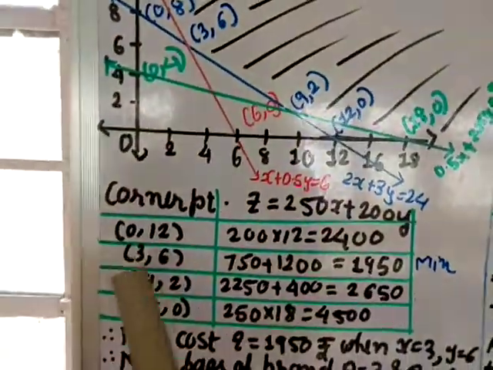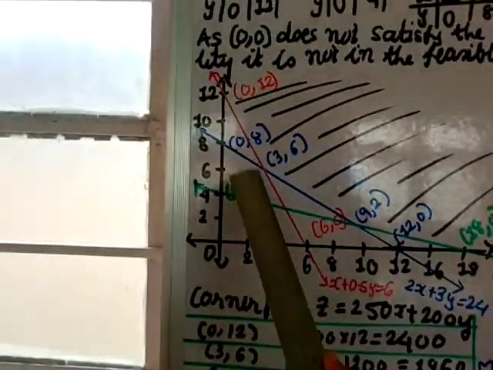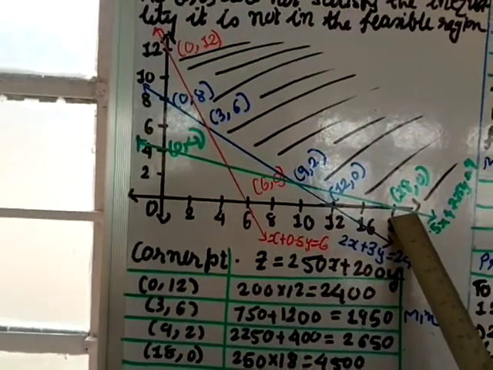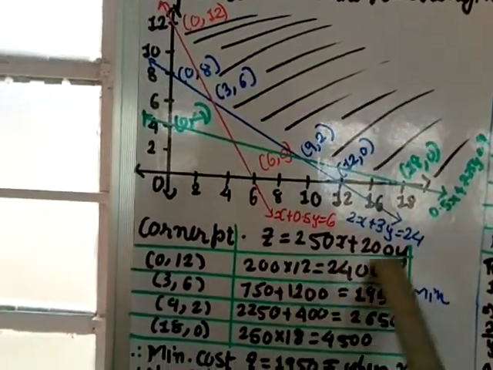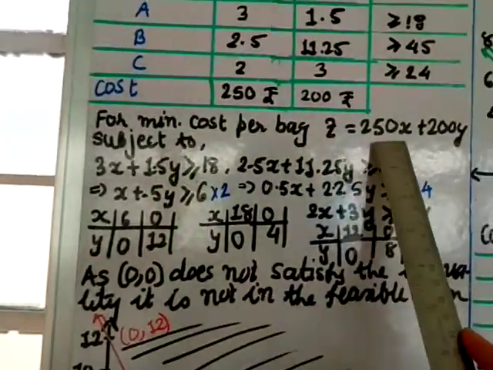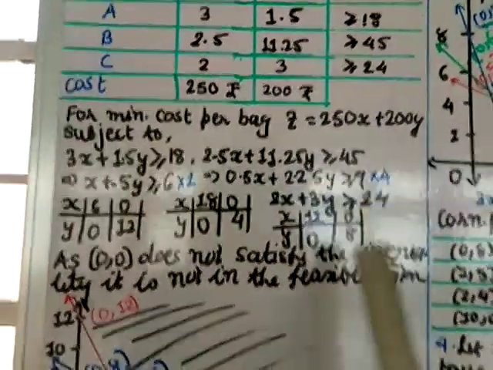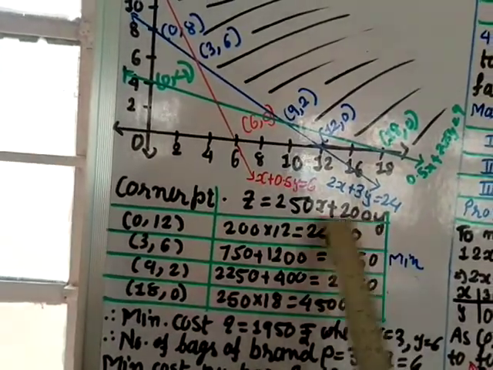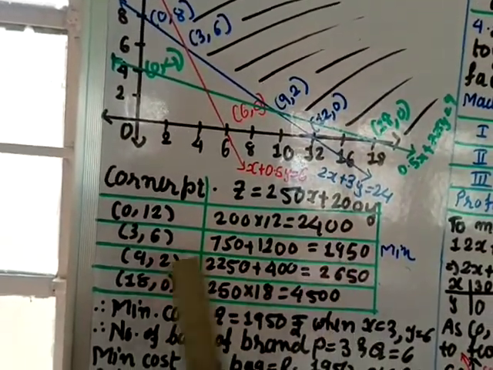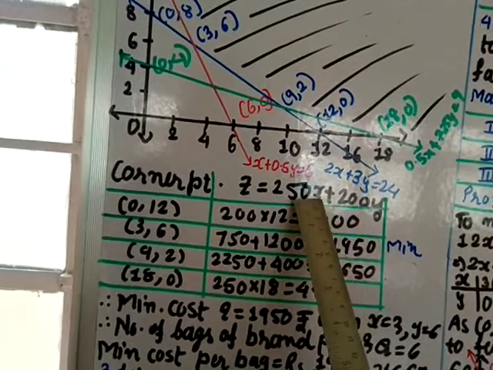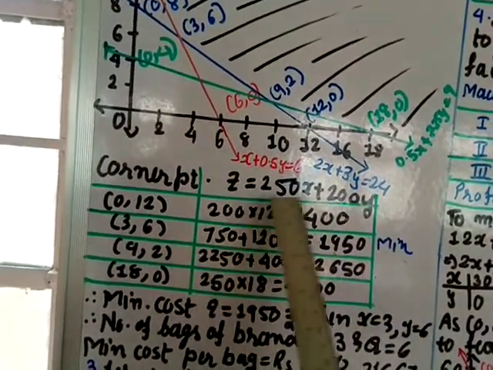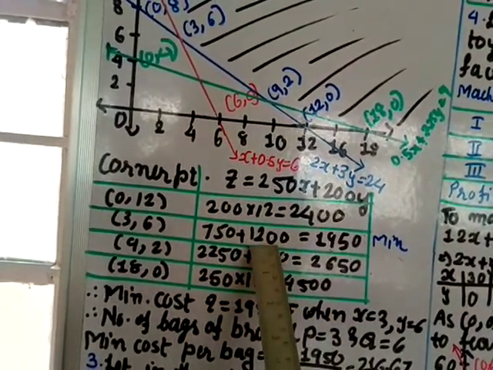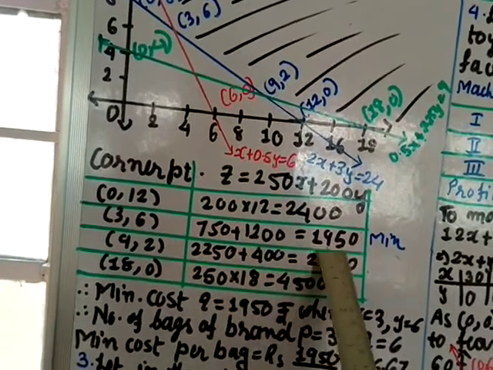So now let us find corner points I have taken: 0, 12, 3, 6, 9, 2 and 18, 0. And the z value which you have to minimize is 250x plus 200y. Okay, so just put the values. Now 0, 12 you take, put 0 here, 12, so 200 into 12 is 2400. Then 3 and 6, so when you put 3 here and 6 here, this gives you 750 and this gives you 1200, add up 1950.